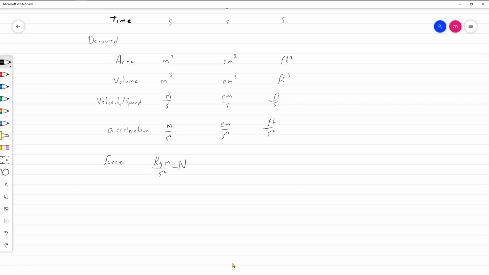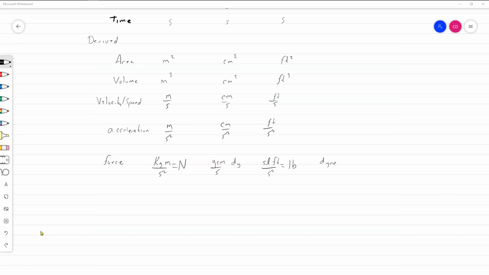In the CGS system, it is gram centimeters per second squared. That's called a dyne. Not something we'll use again, just so you know. I'm not going to ask you about anything in CGS. And in the English system, mass is slugs. Acceleration is feet per second squared. So slug feet per second squared is the imperial unit of force, and this has the shorthand name of pound. It's abbreviated LB because of the Latin libra. So that's where the P and FPS comes from.